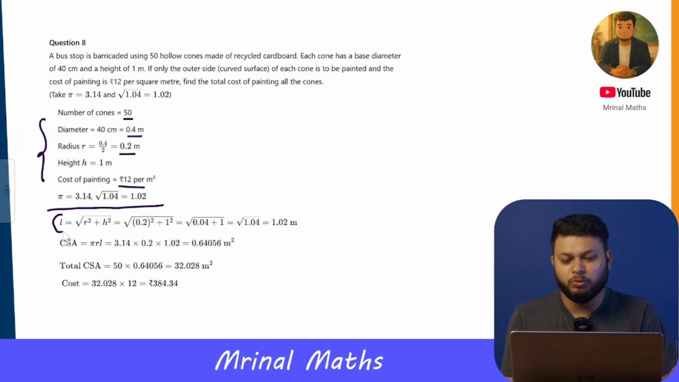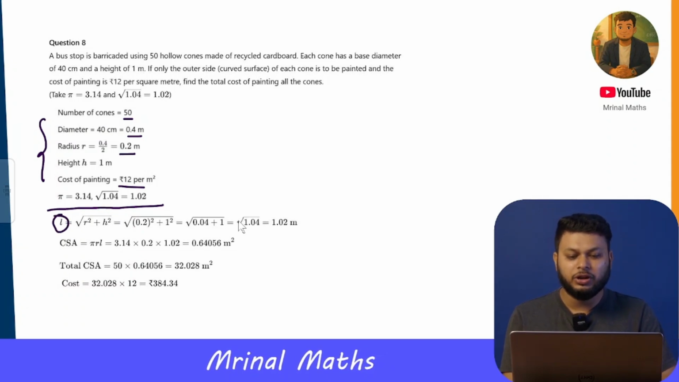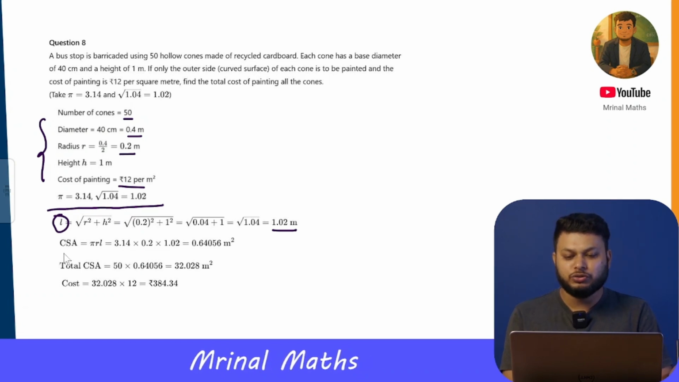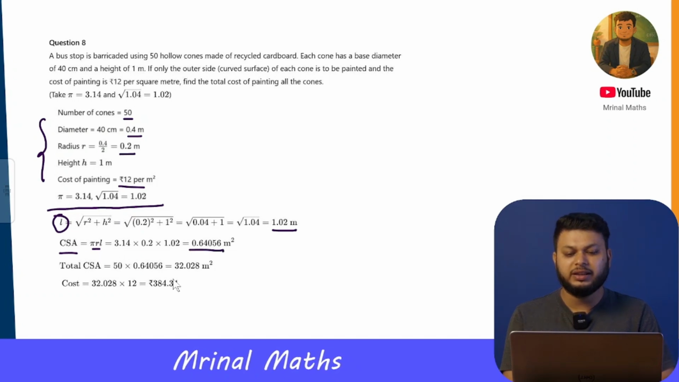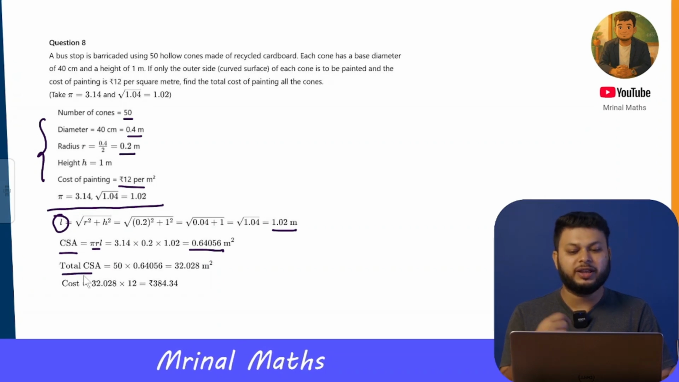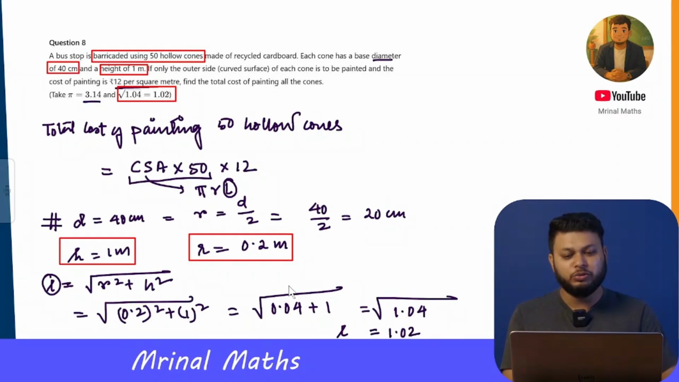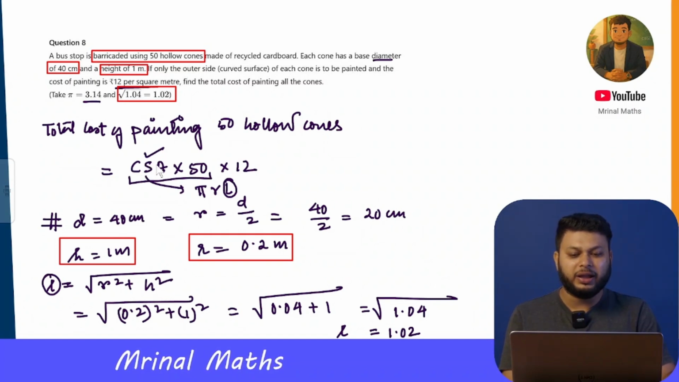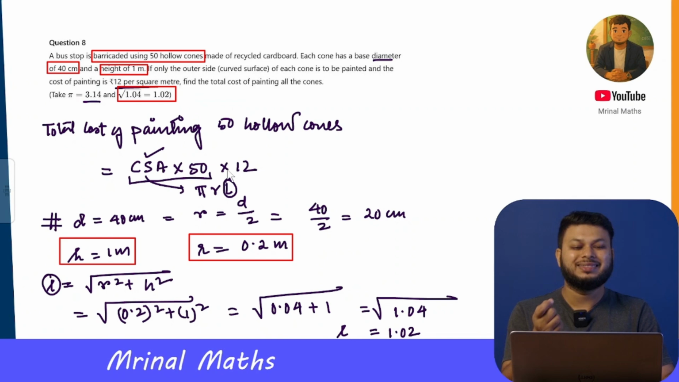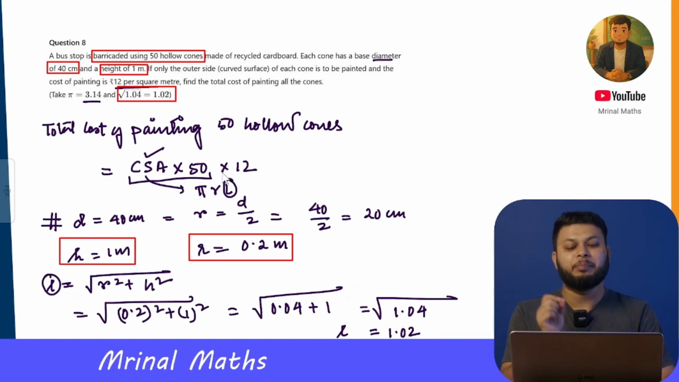Now you saw how I have calculated the L value, where we got square root of 1.04, which is 1.02. So the curved surface area is calculated by the formula, and the total area, as I explained, is nothing but 50 times the curved surface area. And for the total cost, again, you directly use this formula, students. You directly write pi r L into 12. This will make your solution much simpler.